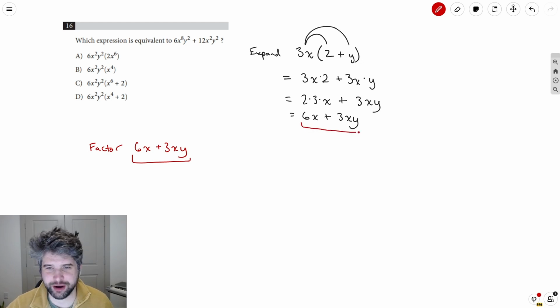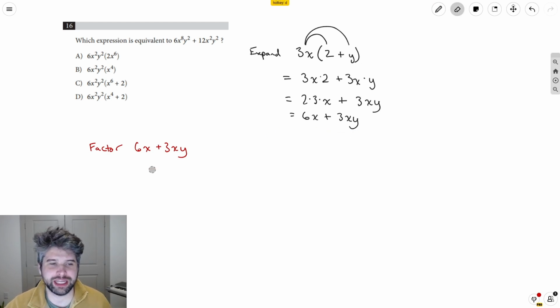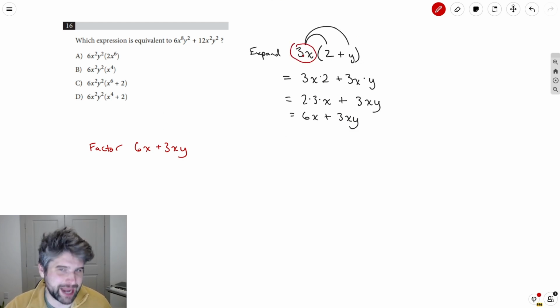It's this right here. We're about to go in reverse. We're about to factor out this 3x that we multiplied through when we expanded this. So let's try that out. So when you're factoring, what you want to do is you want to see what can you divide both terms by.